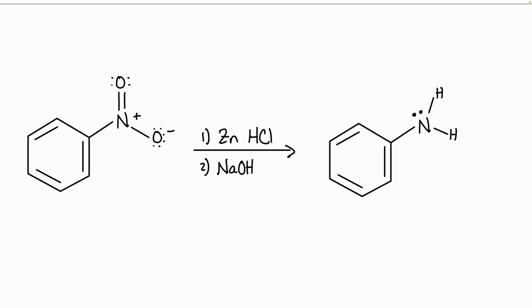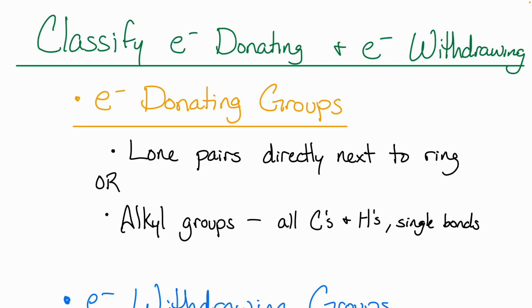This was a meta-director, right? There's no lone pair directly next to that ring. So this one was a meta-director. All right, and then let's remind ourselves, our electron donating groups, we said we can spot them because they have lone pairs directly next to the ring.